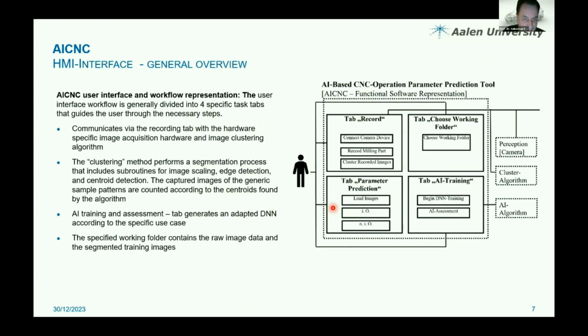So yes, also here you see a little overview of the general user tabs of the software. You have a recording tab and then a special tab for choosing your working folder, and then you have the parameter prediction tab, which is able to load the images and label them as IO or NIO. And then we have the AI training tab for the assessment of the labeled images.